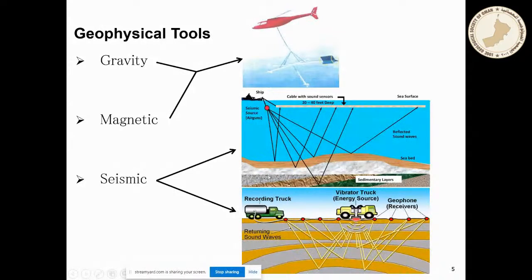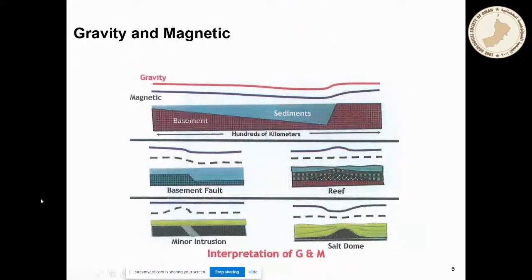The setup nowadays is normally done for 3D seismic, whereby a huge number of geophones are placed on the ground for a certain area that is defined by a company. And then all these vibroseis trucks and recording trucks and the whole campaign will just go there to produce that 3D seismic cube. So why do we go for gravity and magnetic?